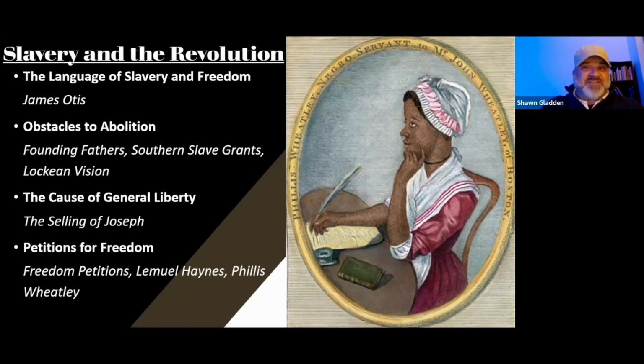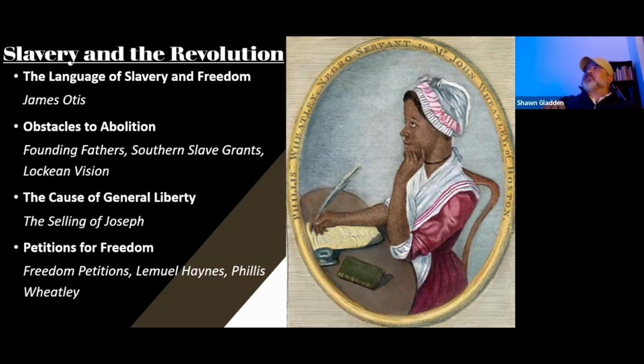The words slave and slavery, you can't find anywhere in the Constitution, but one could make the argument there are references to the enslaved populations for sure. And obviously, next week we'll look at the three-fifths compromise and all that stuff. But there was a general idea after the revolution, certainly in the North, that slavery just was not a sustainable institution and that it would work its way out.